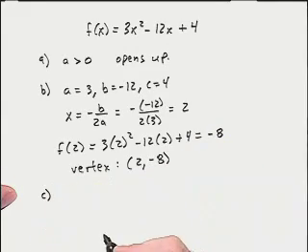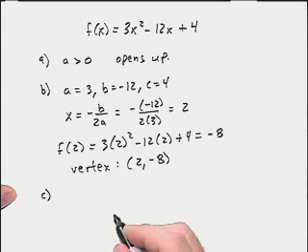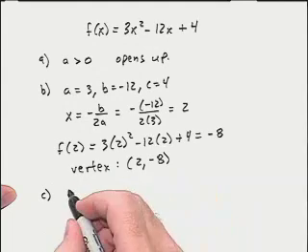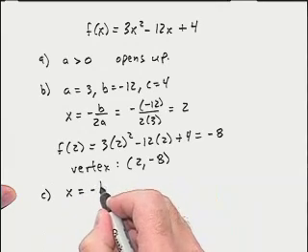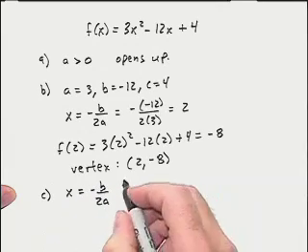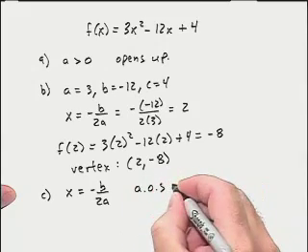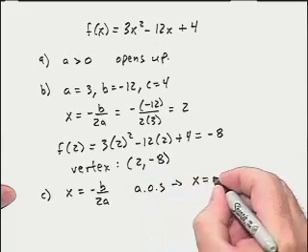For part C, we're looking for the axis of symmetry. The axis of symmetry is a vertical line that passes through the vertex, and so it has the equation x equals negative b over 2a, which is just the x-coordinate of the vertex. Therefore, the axis of symmetry is x equal to 2. Next, we're going to find the intercepts. Remember, there are two types of intercepts we need to find, x-intercepts and the y-intercept.